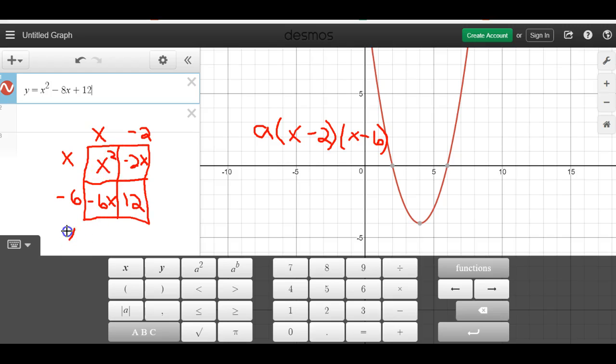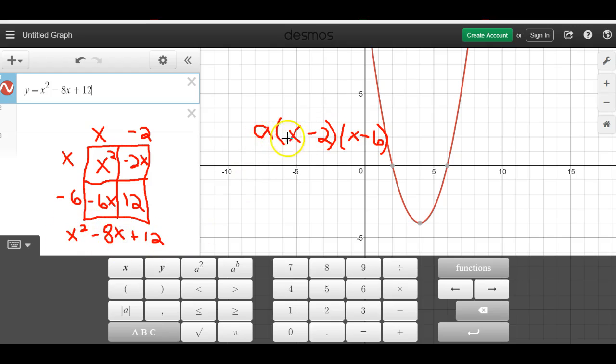We end up with x squared. And then we end up with negative 2x and negative 6x, so these two can be combined. They're like terms. Negative 2x and negative 6x is negative 8x. And then over here we have plus 12. So think about this now. Here we go. I've got this. What I want is that. How do I need to change this to make it look like that? The answer is I don't. I don't need to change this. This is perfect just the way it is.